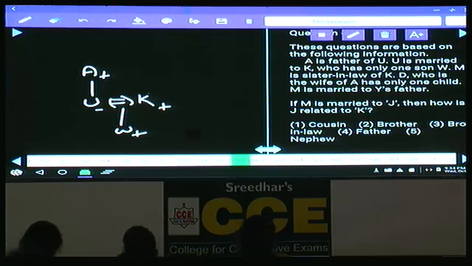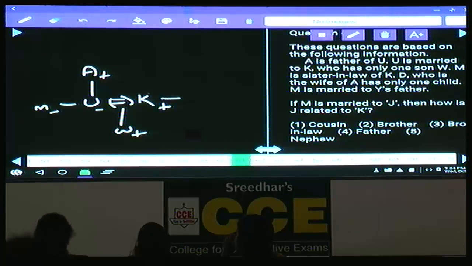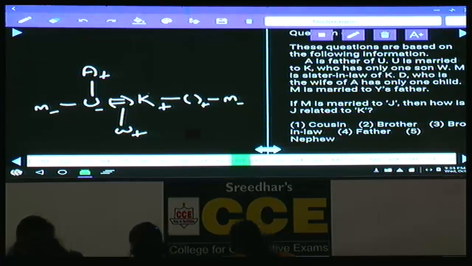What do you mean by sister-in-law? Sister-in-law means either spouse's sister or brother's wife. Sister-in-law can be described in 2 different forms. Either spouse's sister, which means M can be like this, or in this case brother's wife can be M. So how many possibilities? There are 2 possibilities. Then next one, M is the sister-in-law of K, wife's sister or brother's wife.